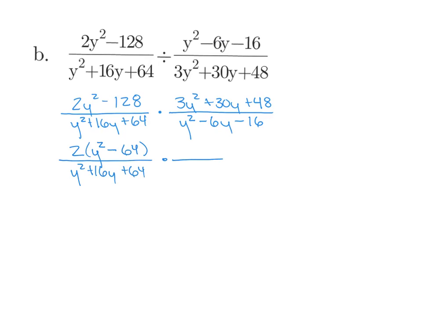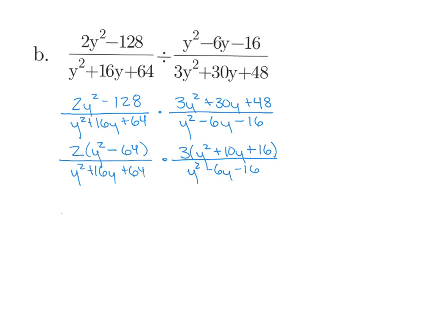The top right, as I said, we can factor out a 3. And if I divide each term by 3, I should get y squared. 30y divided by 3 is 10y, and 48 divided by 3 is 16. We'll leave the bottom the same. All of these are relatively easy to factor. We don't have any leading coefficients that are not 1 anymore. So let's go ahead and start our factorings.